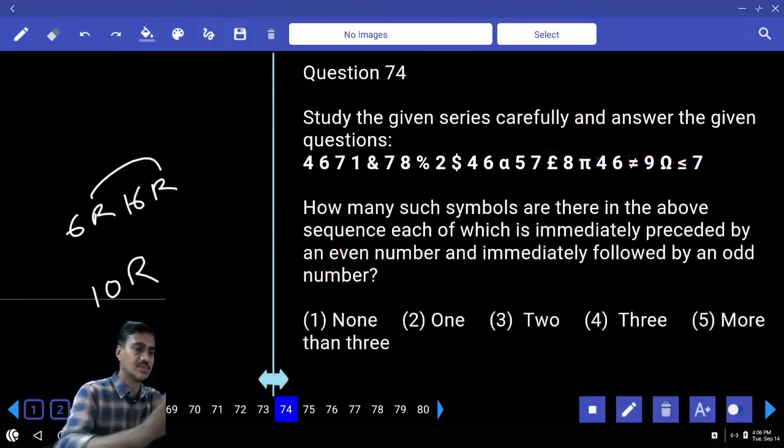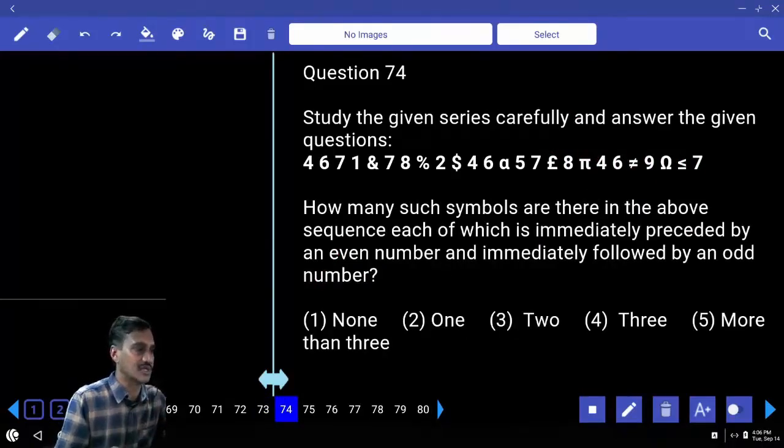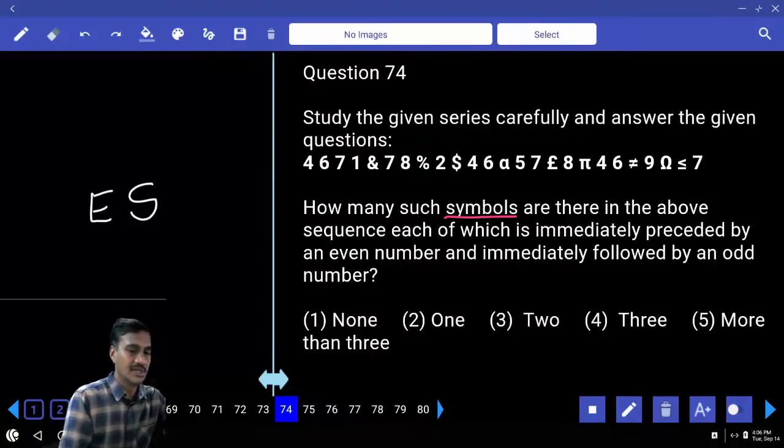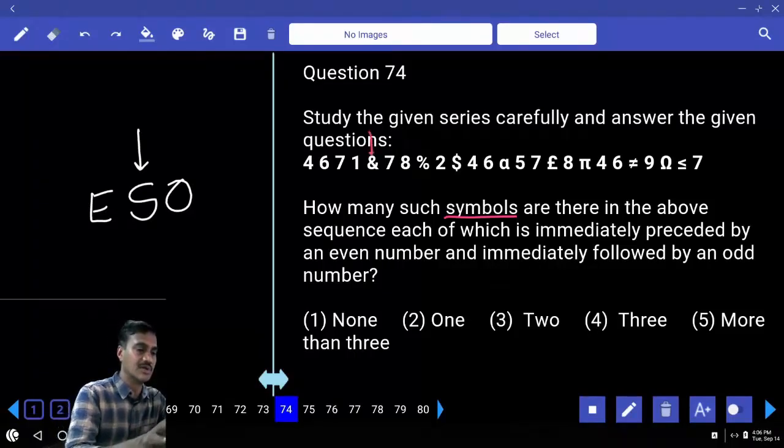Then next one. And how many such symbols are there? The question is about a symbol. Now represent a symbol with S like this. How many such symbols are there in the above sequence, each of which is immediately preceded by an even and immediately followed by an odd number? Preceding means coming before this one. That means directly we need to operate upon this symbol. Now this is a symbol. This symbol is followed by an odd, that is valid. But as it is not preceded by an even, this symbol cannot be your answer.